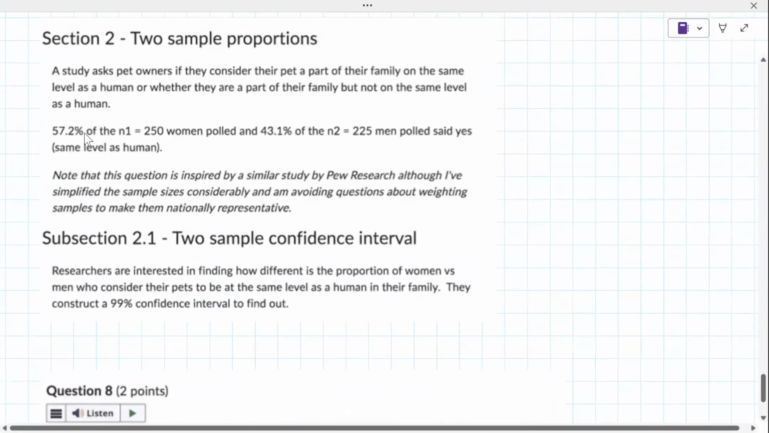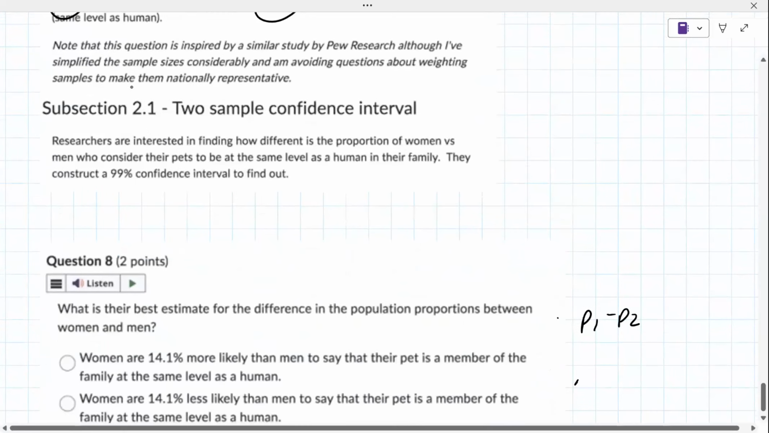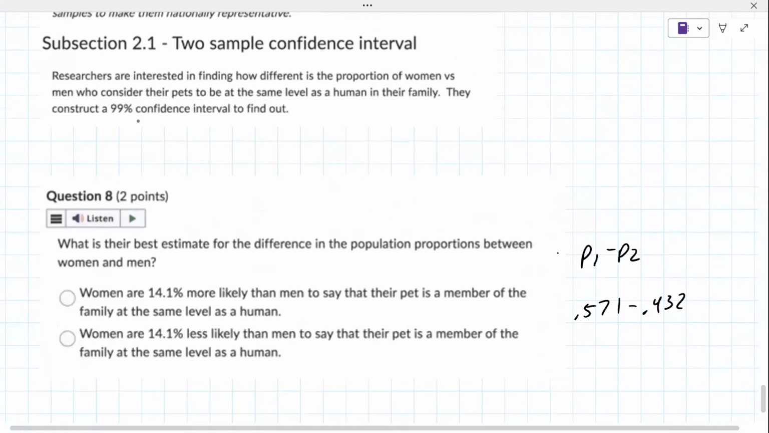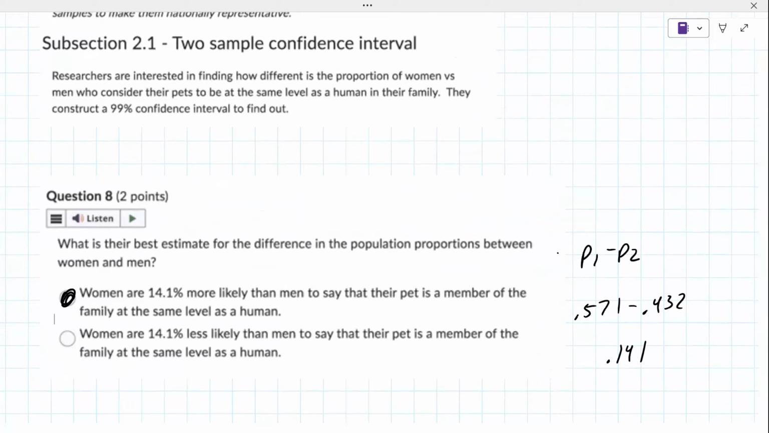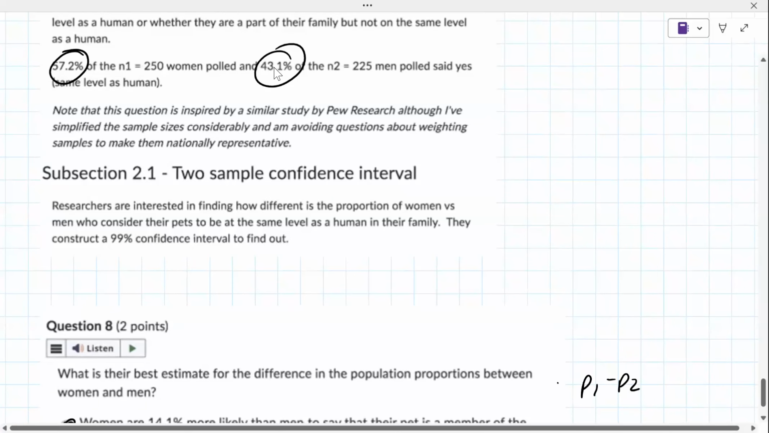It's 0.572 for women, 0.431 for men, which is 14.141. And so women are 14.1% more likely than men to say that their pet is a member of the family at the same level as a human. So it looks like the women are the bigger of the two groups. Yeah, 57.2 versus 43.1. Okay.